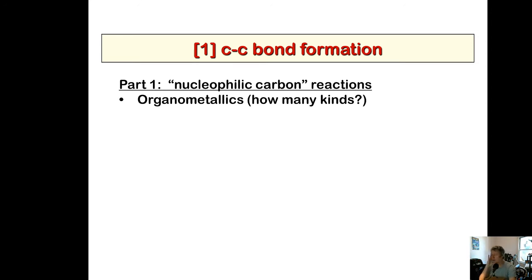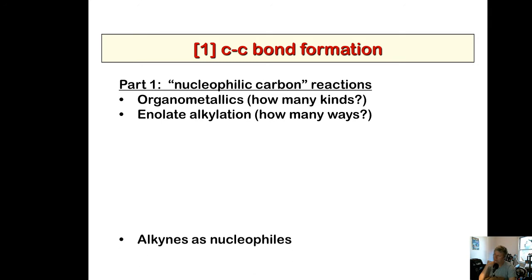But are there any other metals that you learned about? Are there weird metals that do CC bond forming reactions? The answer is copper. Copper is an oddball that's a little different than the others. Then we learned about enolate alkylation reactions, different ways to attach things to enolates. That is a nucleophilic carbon reaction, and we'll review those methods. Direct alkylation, enamine alkylation, the acetoacetic ester synthesis, and malonic ester synthesis, those more recent ones.